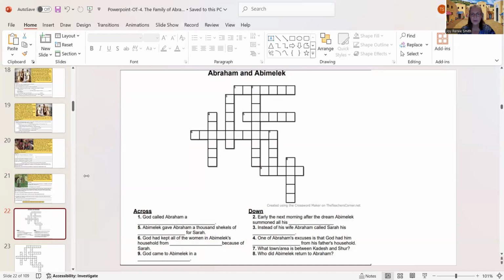Instead of his wife, Abraham called Sarah his sister. One of Abraham's excuses is God had him wander from his father's household. And 7, what town area is between Kadesh and Sur? That would be Gerar. Who did Abimelek return to Abraham? Sarah.